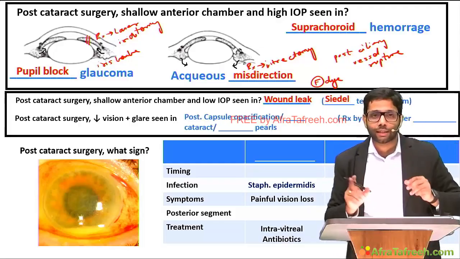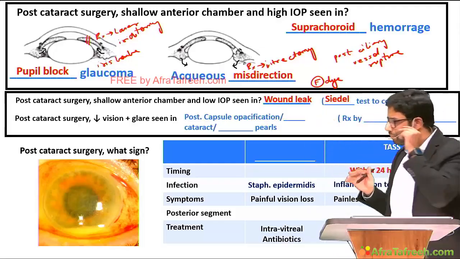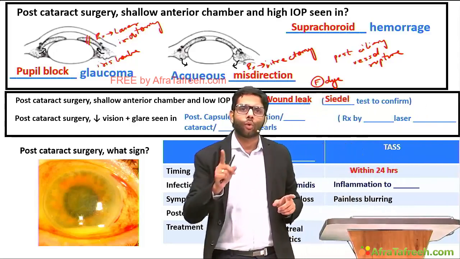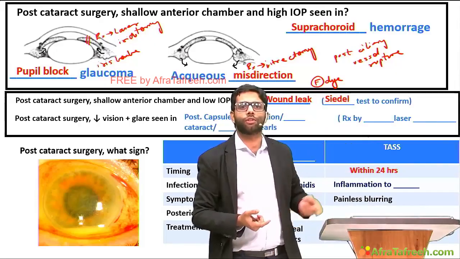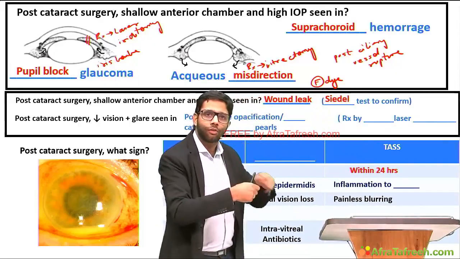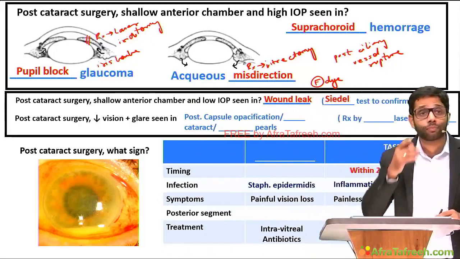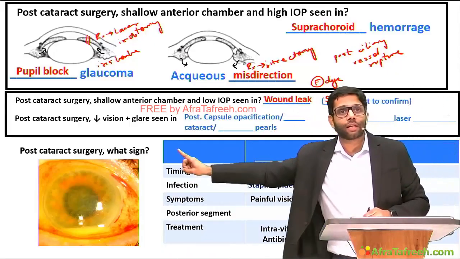If the dye is getting diluted, Seidel's test is positive. So wherever you see in the exam that Seidel's test is positive, what do you have to do? Resuture the wound. The treatment for a positive Seidel's test, for wound leak, is to resuture the wound in the operation theatre. Don't do it in OPD.